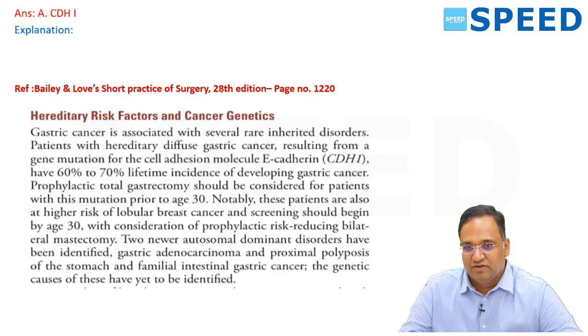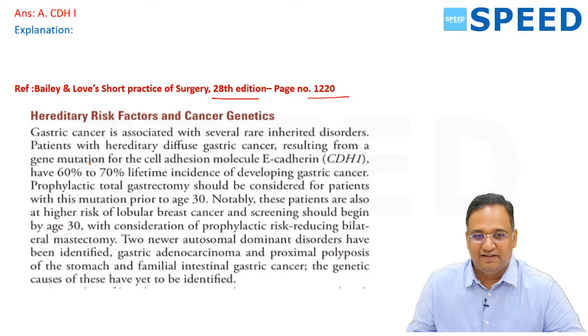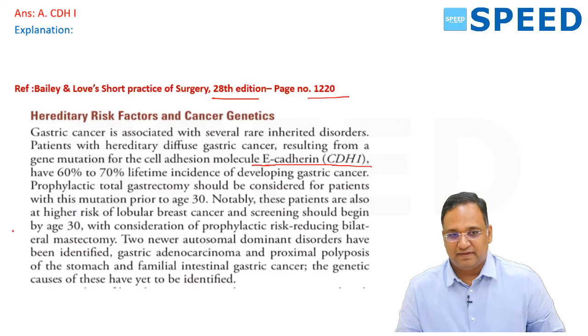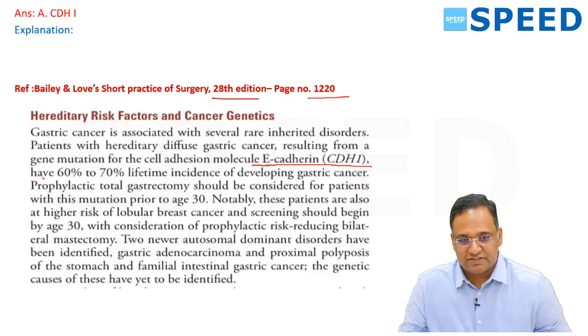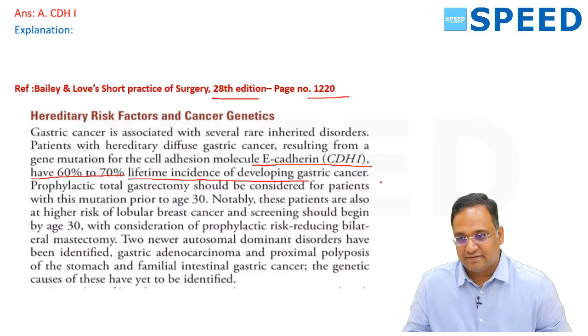Bailey and Love, 20th edition, page number 1220. Gastric cancer is associated with several rare inherited disorders. Patients with hereditary diffuse gastric cancer result from a gene mutation of a cell adhesion molecule, E-cadherin, the CDH1 gene, seen in 60 to 70% of patients with a lifetime incidence of developing gastric cancer.